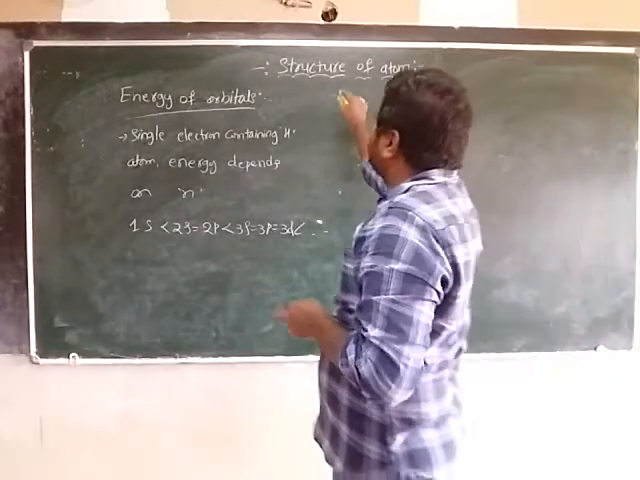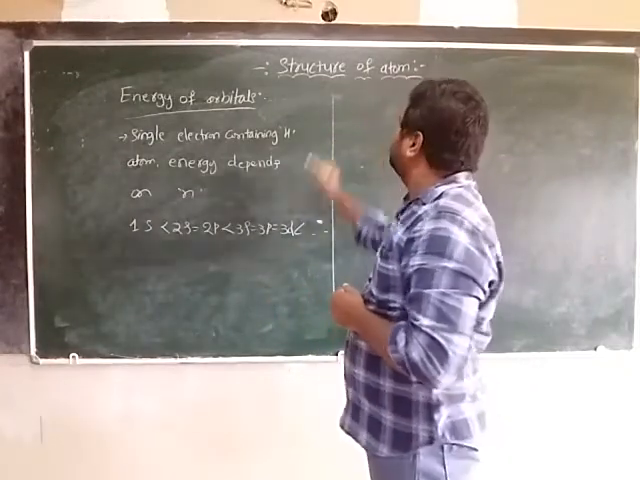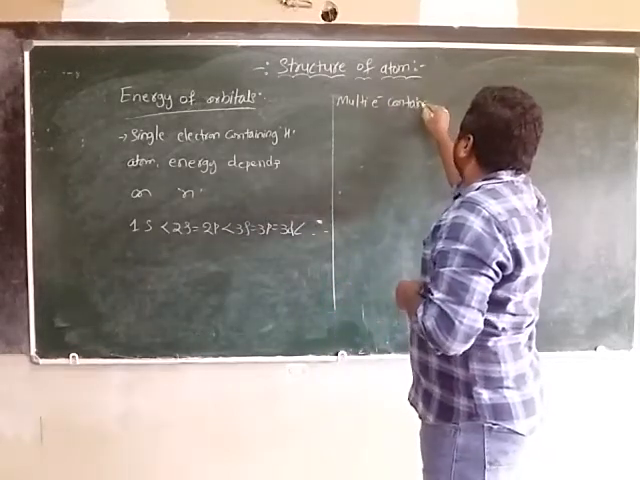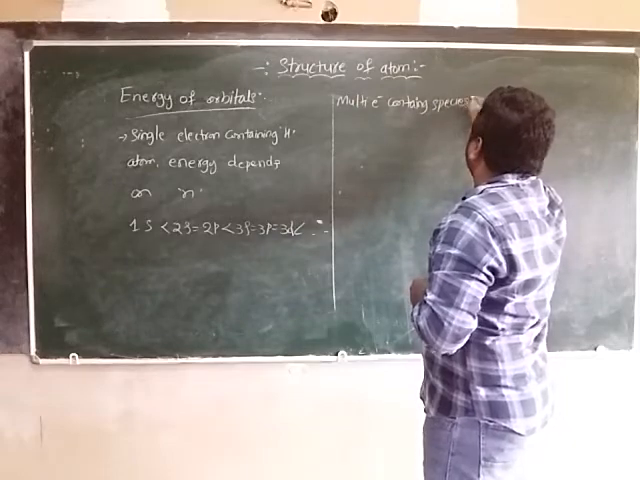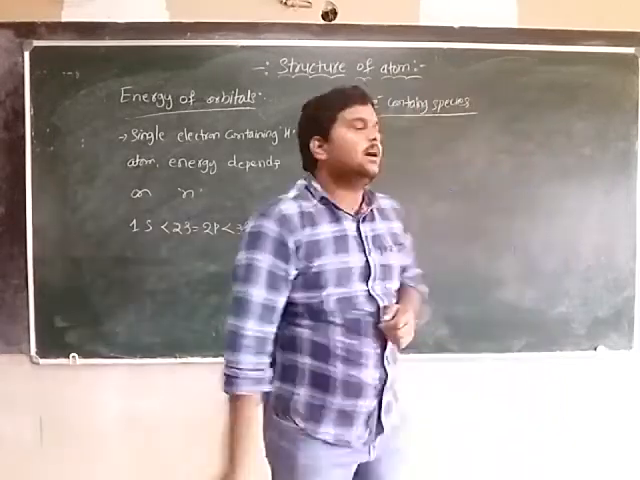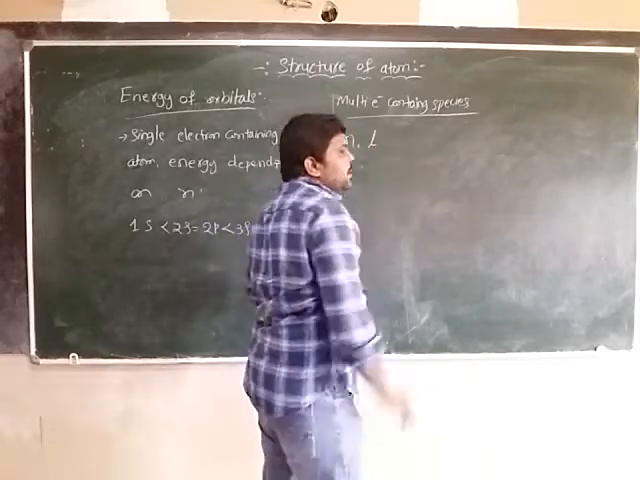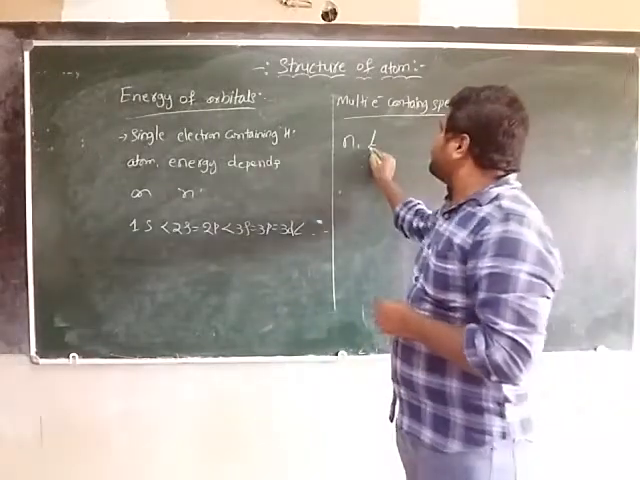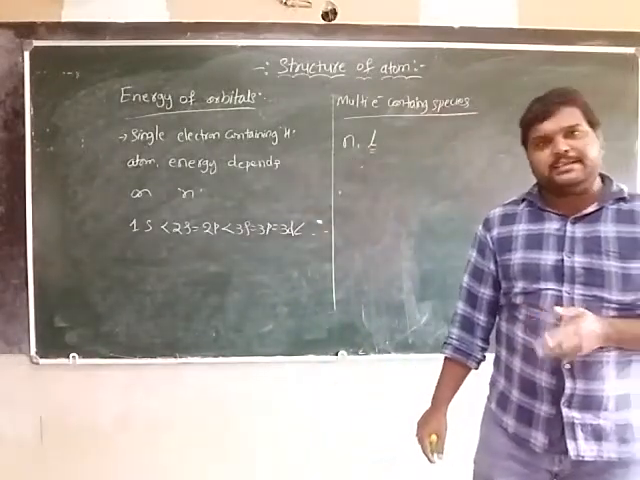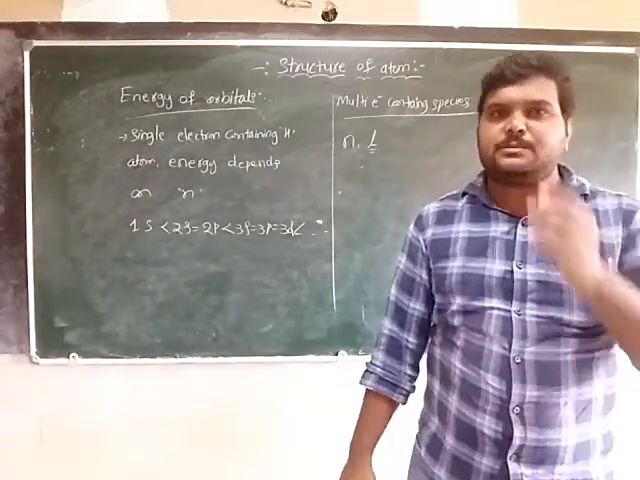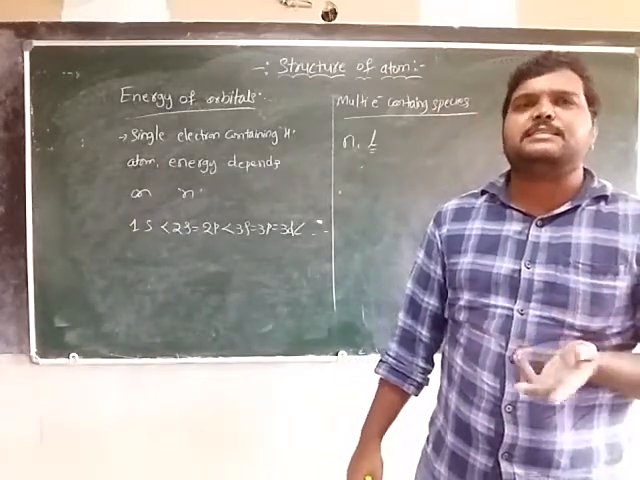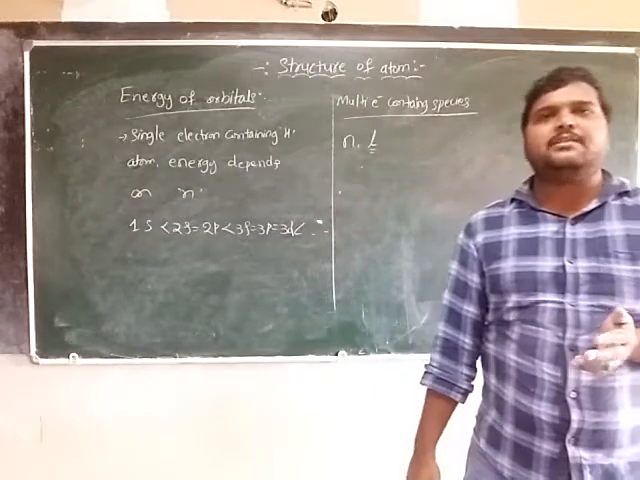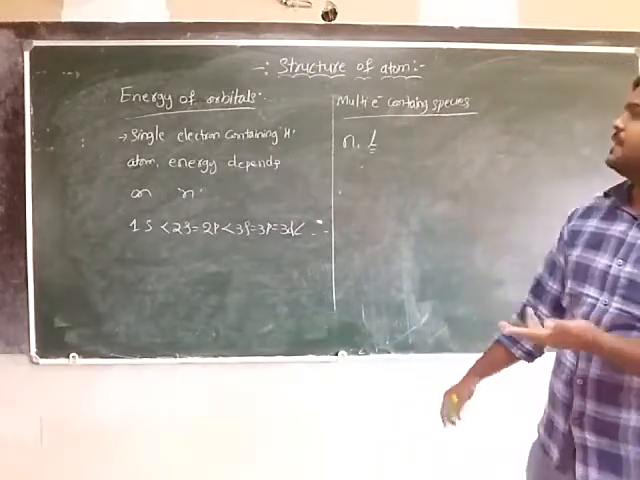Next, multi-electron containing species, energy of the orbital. What is it? For multi-electron containing species, the energy of the orbital depends upon the principal quantum number and the azimuthal quantum number. For the azimuthal quantum number, we have the subshells: s subshell, p subshell, d subshell, f subshell. In those, the p subshell has 3 orbitals. Is it clear? The d subshell has 5 orbitals. Next, the f subshell has 7 orbitals.